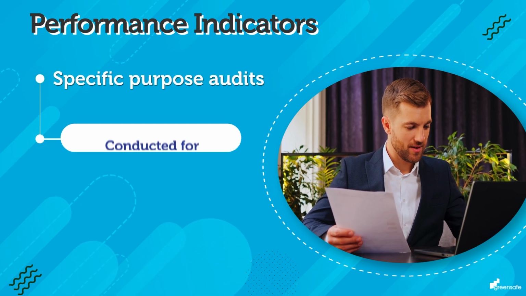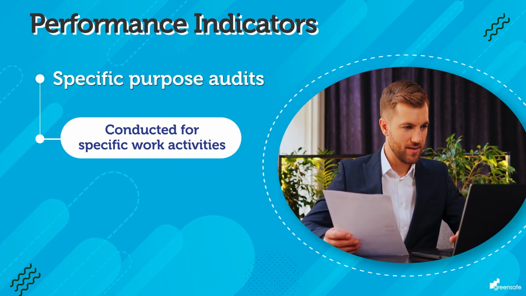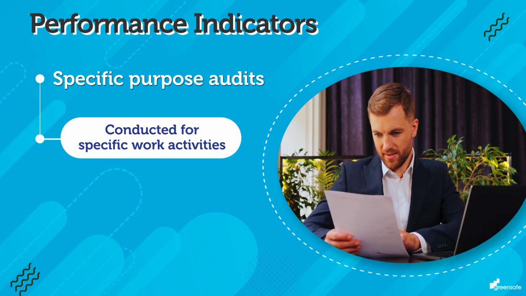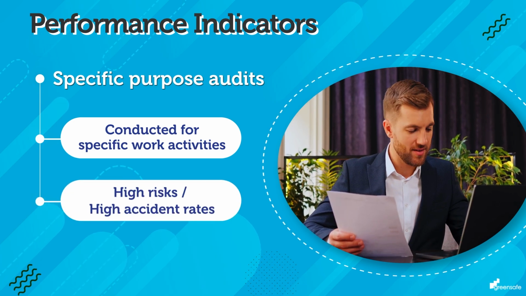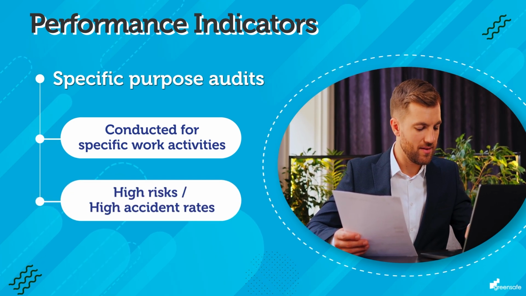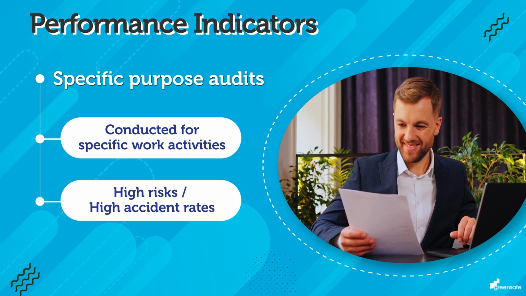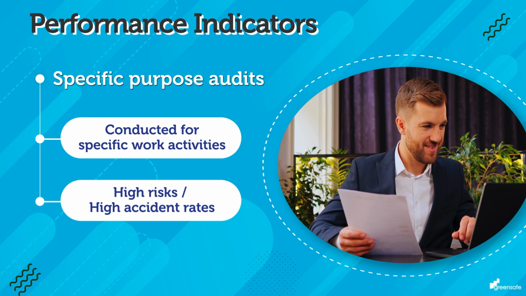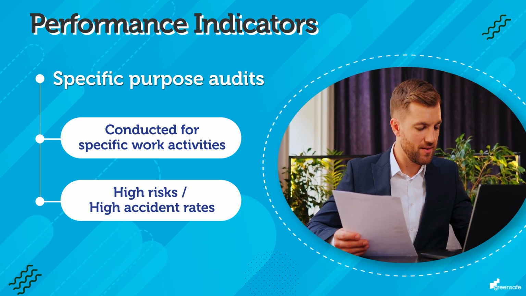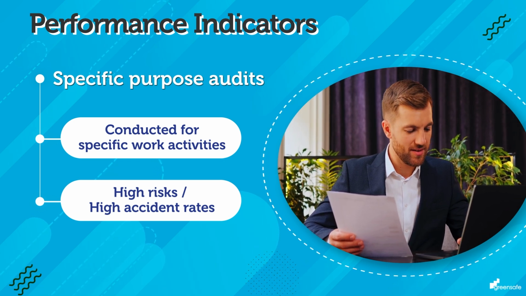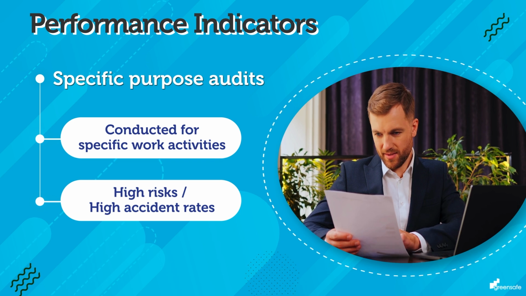Specific purpose audits are conducted for specific work activities. The focus is on activities with high risks or high accident rates. Examples of specific purpose audits would include machine guarding audit, hot work or gas cutting and welding audits, as well as working at height audits.